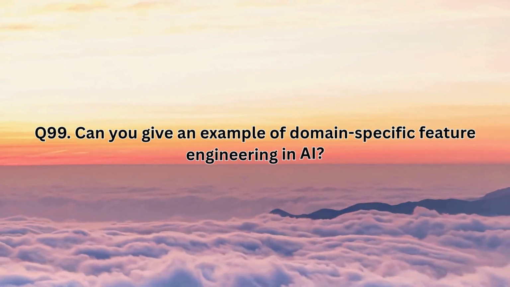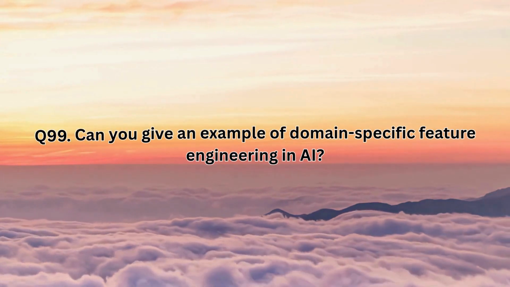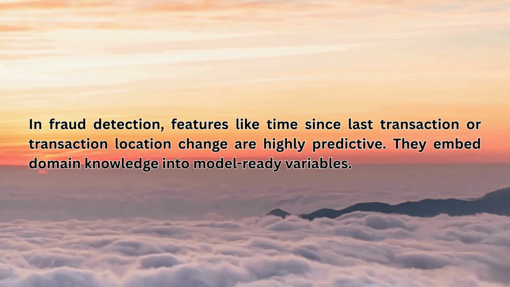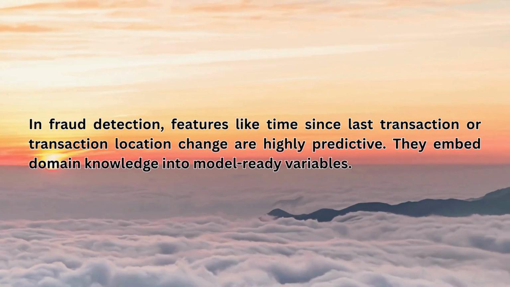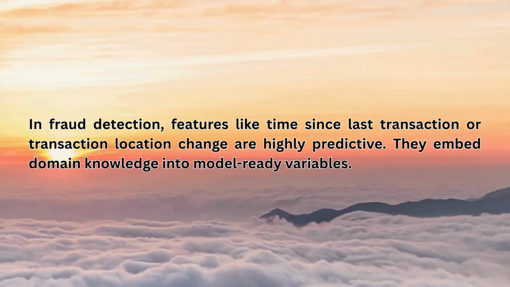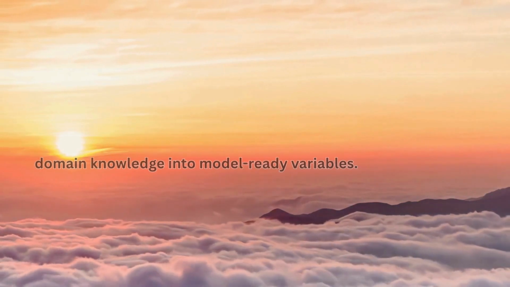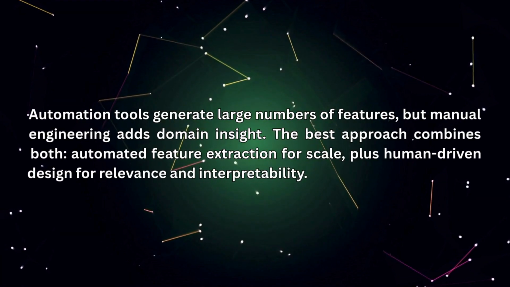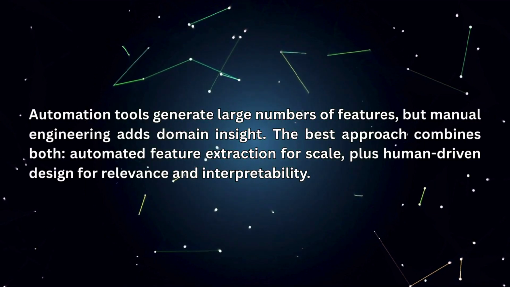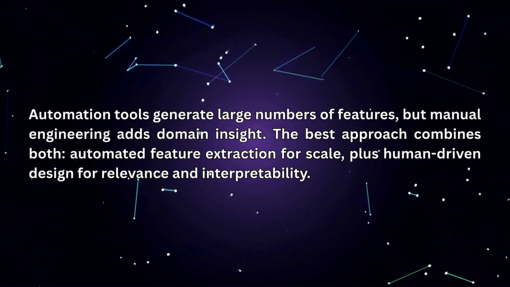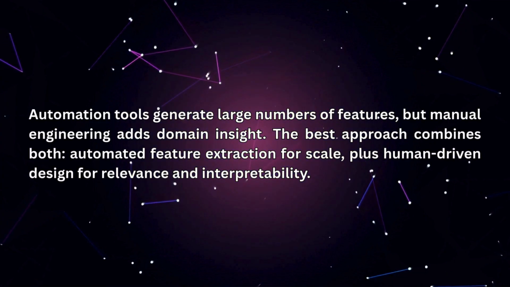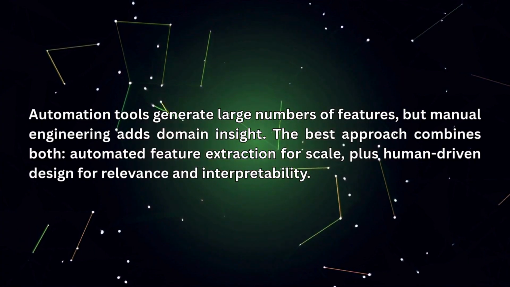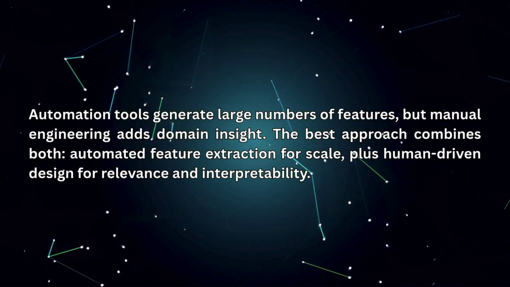Can you give an example of domain-specific feature engineering in AI? In fraud detection, features like time since last transaction or transaction location change are highly predictive. They embed domain knowledge into model-ready variables. How do you balance automated versus manual feature engineering? Automation tools generate large numbers of features, but manual engineering adds domain insight. The best approach combines both. Automated feature extraction for scale, plus human-driven design for relevance and interpretability.